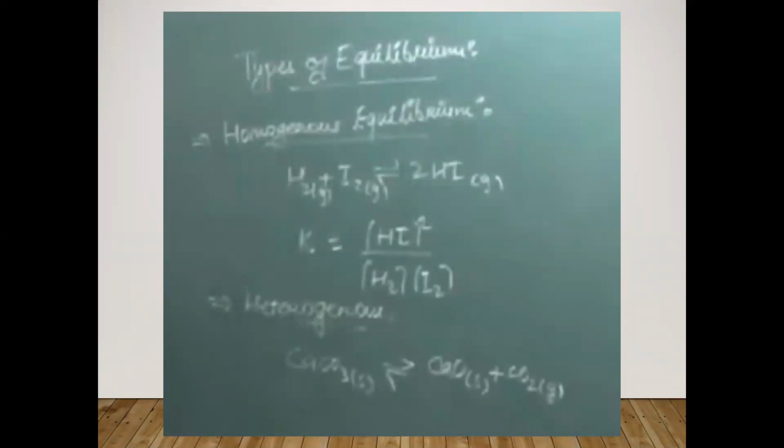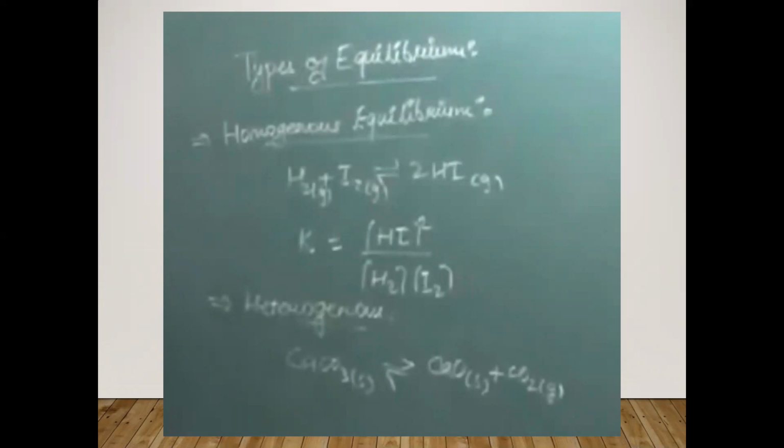Now, types of equilibrium. It's a very simple topic. We have two types of equilibrium, that is homogeneous equilibrium and heterogeneous equilibrium. Homogeneous equilibrium is an equilibrium where the reactants and products are in the same state. Like here in this reaction, you can see that hydrogen, iodine and hydrogen iodide, that is reactants and products, are all in the gaseous state. So the equilibrium reaction in which all the reactants and the products are in the same phase or same state is called homogeneous equilibrium.